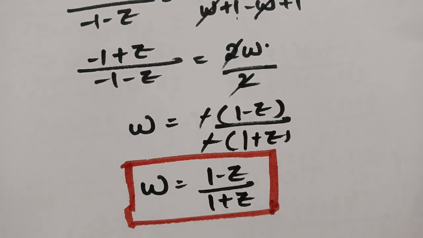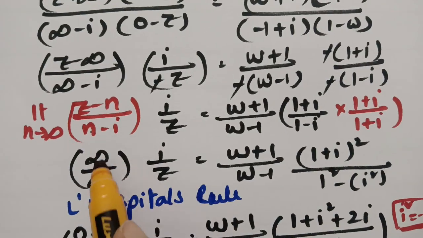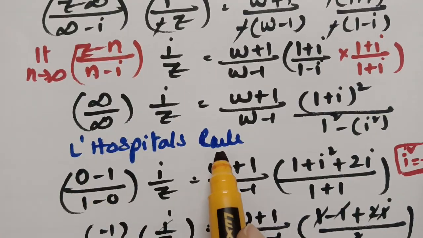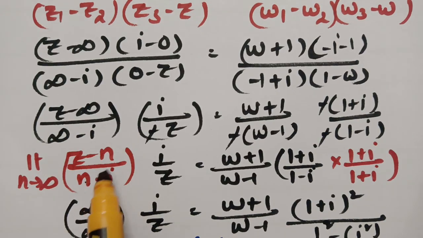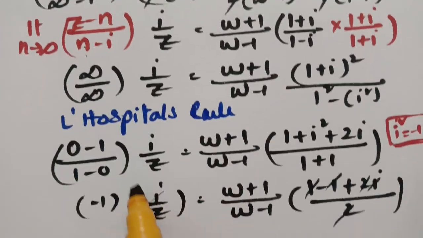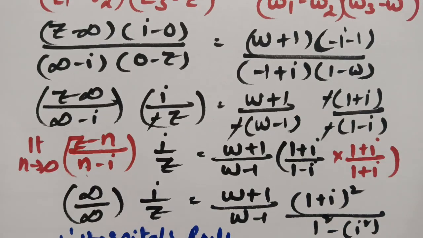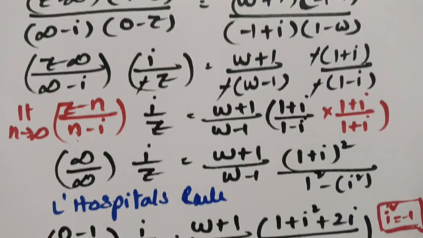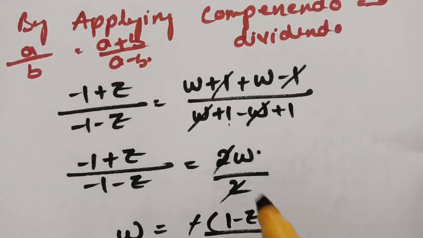Here the infinity value is also very easy, so don't feel hard. As this is infinity by infinity, apply L'Hospital's rule. That is, you go to the upper step and take the derivative with respect to n. With respect to n, this will be 0 and this will be 1, this will be 1 and this will be 0. And here properly we'll be getting minus 1. This step is also very easy, and this is also rationalizing. After applying componendo and dividendo, we get the w value alone.